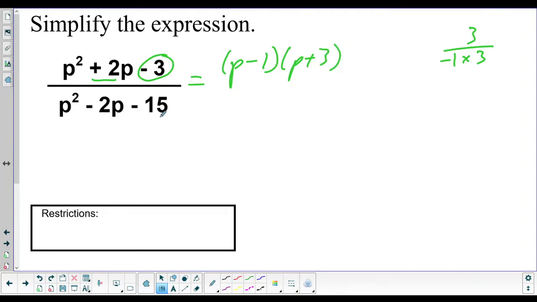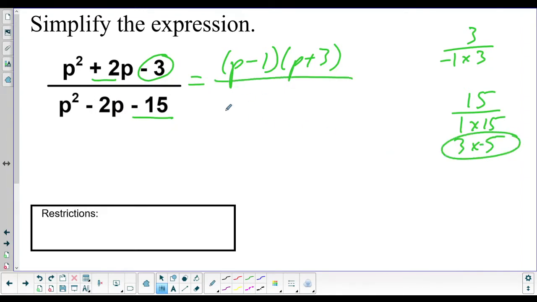On the bottom, same deal. We need two numbers that multiply to negative 15 and add up to negative 2. So we look at the factors of 15. We have 1 times 15, 3 times 5. To get a negative 2, we're going to use negative 5 and positive 3. So on the bottom, we're going to have p plus 3 and p minus 5.